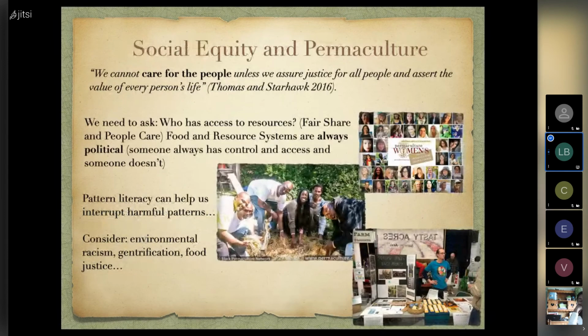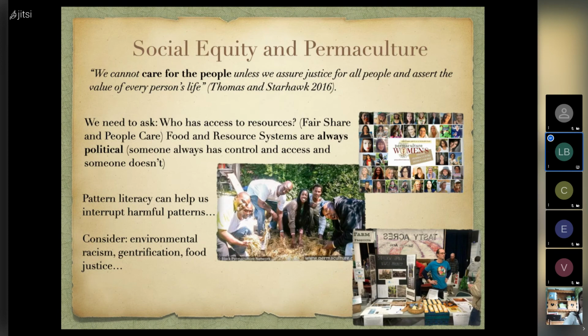So I think that permaculture and social equity or social justice are, and should be, definitely linked and looked at together. There are people within the permaculture world that I really look to as inspiration for thoughts and ways of acting around this. There's a teacher called Pandora Thomas who's really amazing and has done a lot of social justice permaculture work. She and another teacher called Starhawk said, "We cannot care for the people unless we assure justice for all people and assert the value of every person's life."